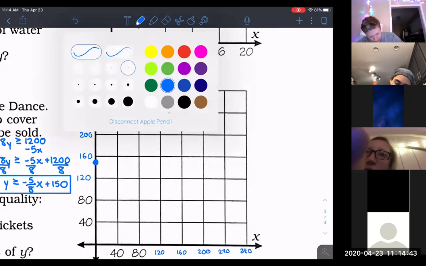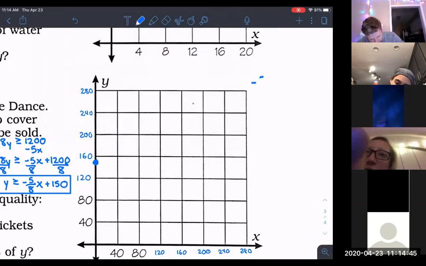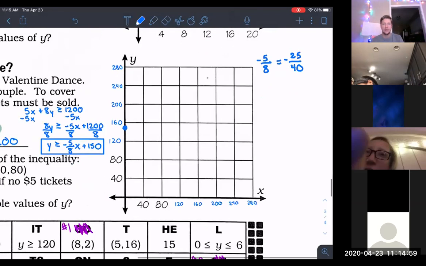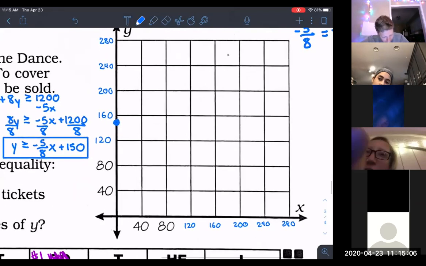Negative, keep forgetting. Okay. So I'll just do it over here. Negative 5/8. What's an equivalent fraction that has a 40 on the bottom? The top would be 25. Exactly, very good. Okay, so it'd be negative 25 over 40. So if we go down 25 and then we go right 40, that'd be a lot easier for us to graph.